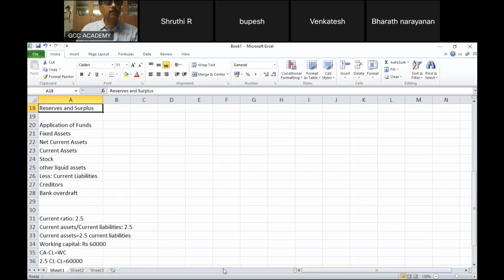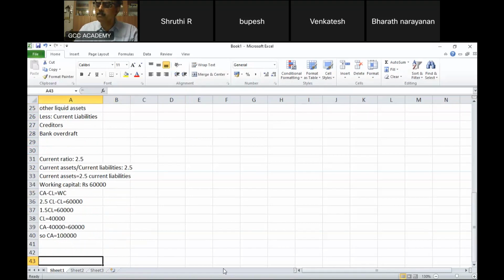So here, the total current asset I am giving as stock and other liquid assets. We have been given liquid ratio. In the case, though there is a bank overdraft, we will not reduce it from current liability. Normally bank overdraft can be reduced to arrive at liquid ratio, but generally speaking, we will not do so unless we have enough indication. So liquid ratio 1.5: current assets minus stock divided by current liability is equal to 1.5.